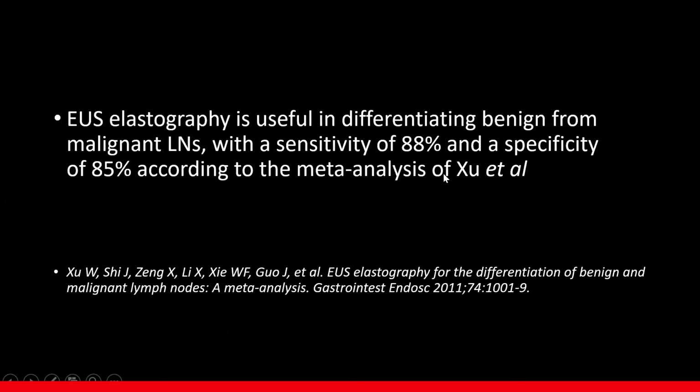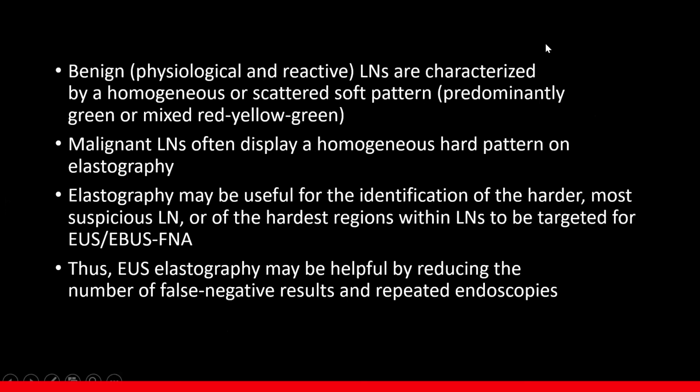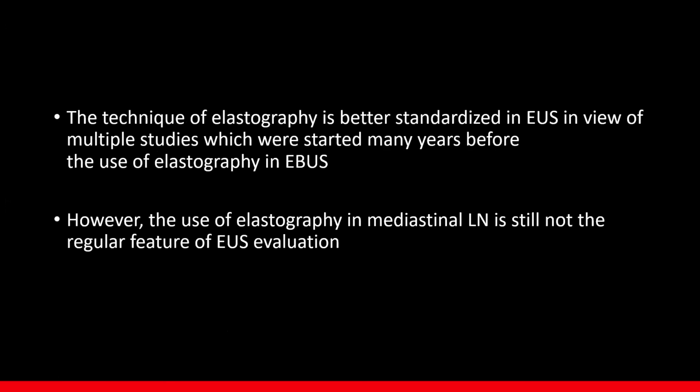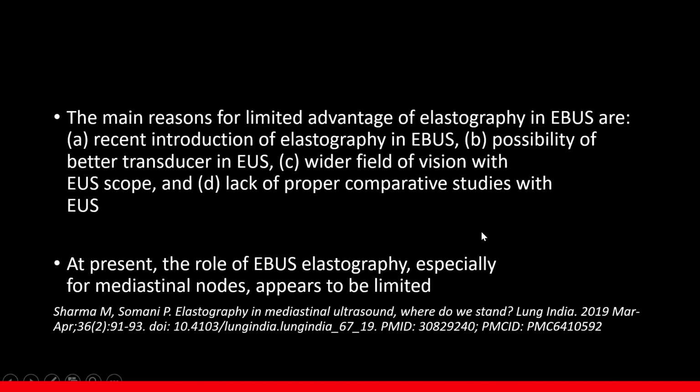EUS elastography is very useful with a sensitivity of 88% and specificity of 85%. Benign lymph nodes are homogeneous, with a soft pattern: green, or red, yellow, green. Malignant lymph nodes are predominantly blue. It may help us in identifying which lymph nodes to select for the FNAC biopsy, or the hardest area within the lymph node. So it definitely helps us in reducing false negative results. However, the technique of elastography is more standardized in EUS as compared to EBUS because it was available before EBUS. There is a limited advantage of elastography in EBUS.